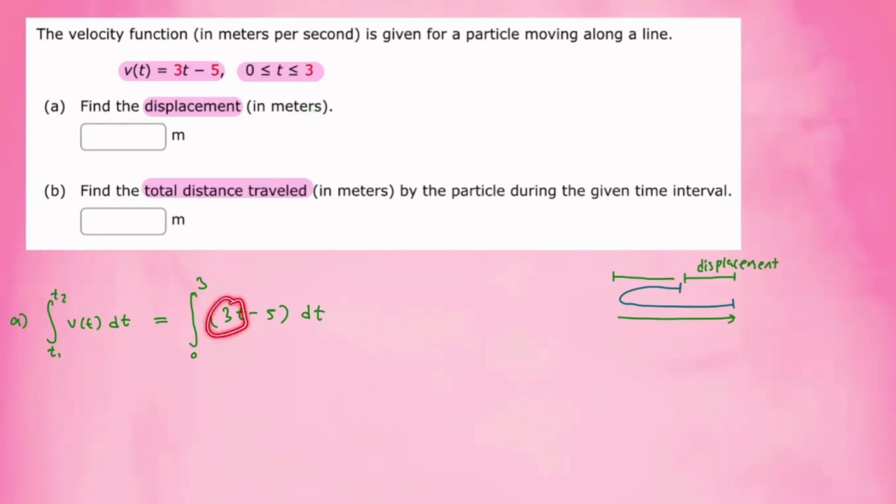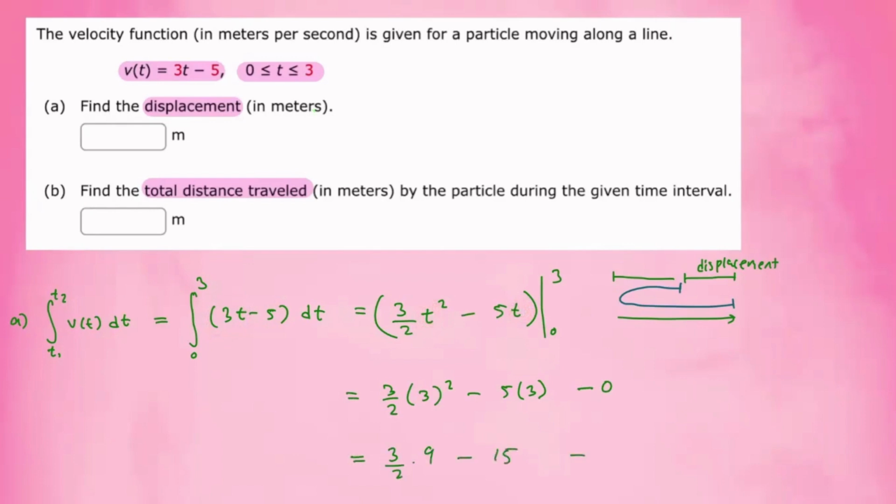You find the antiderivative of this function, so you're going to get 3 over 2 t squared minus 5t. And then you evaluate this from 0 to 3. Then we plug in the upper limit for the value of t. So you have 3 over 2 times 3 squared, minus 5 times 3. The lower limit, when you plug in 0 for each of these t, you're going to get 0. So let's just say minus 0. And then if you evaluate this, this will give you 3 over 2 times 9 minus 15, which will come out to be negative 3 over 2 meters. So that will be our answer to the first part of this problem. This should be negative 3 over 2.